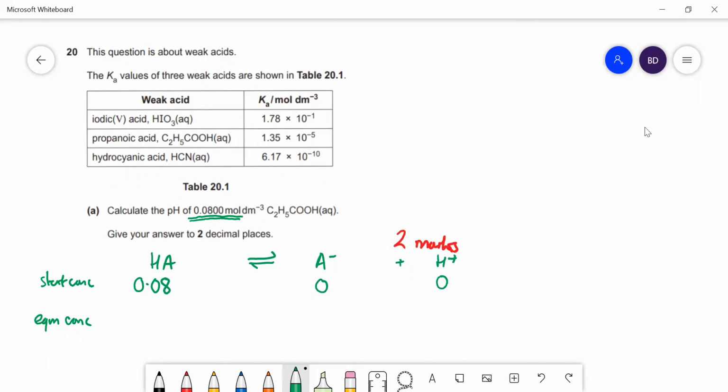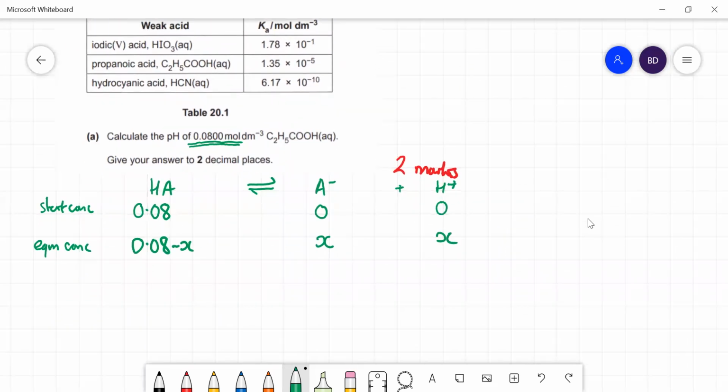Right, let's say that a small proportion of that dissociates. So let's say that's 0.08 minus X. So that means the concentration is dropped by X. So that means the concentration of that is X, and the concentration of the H+ is also X. Now we need to write down the expression for Ka.